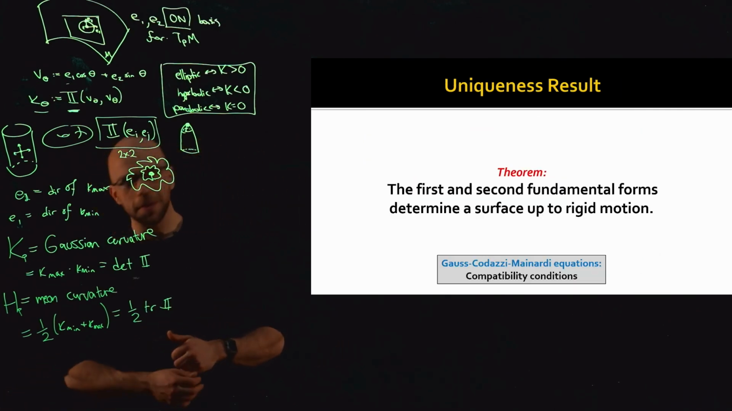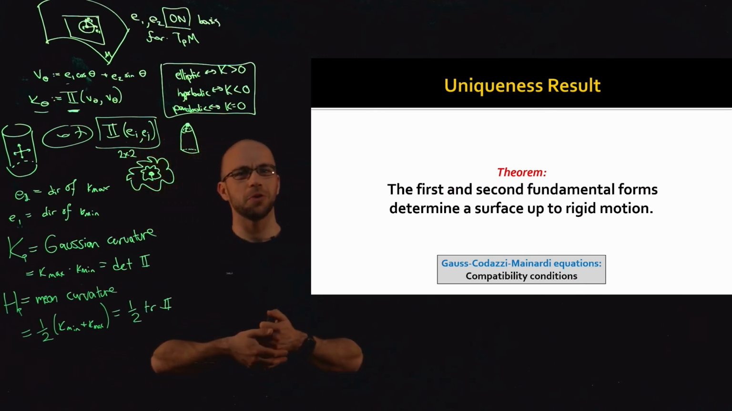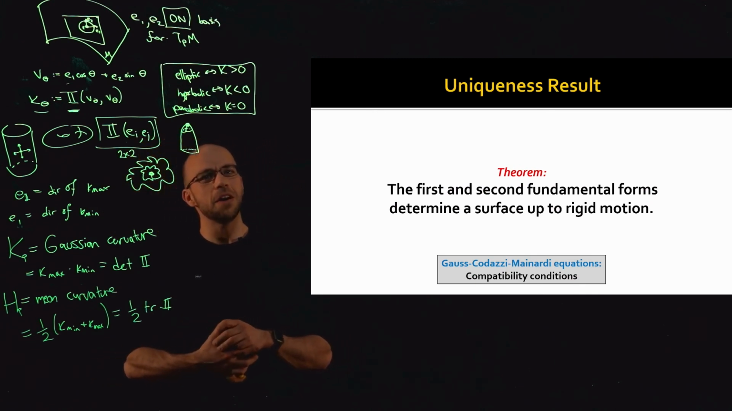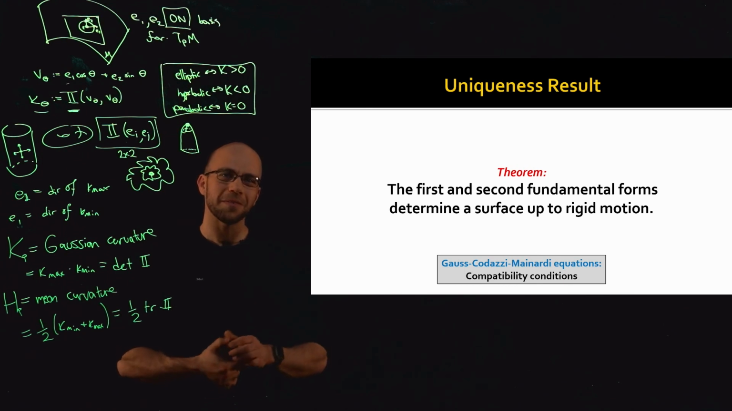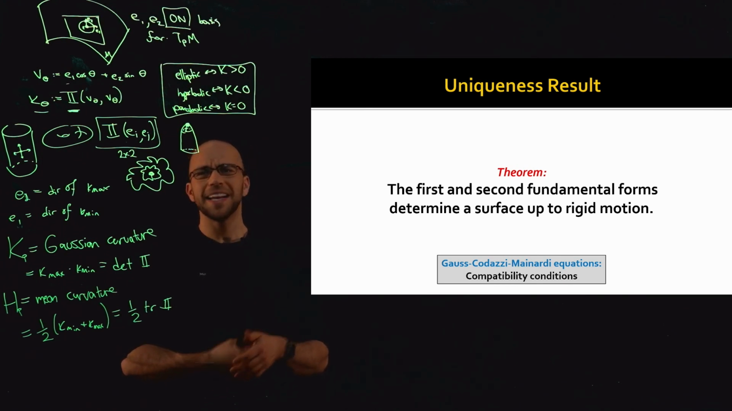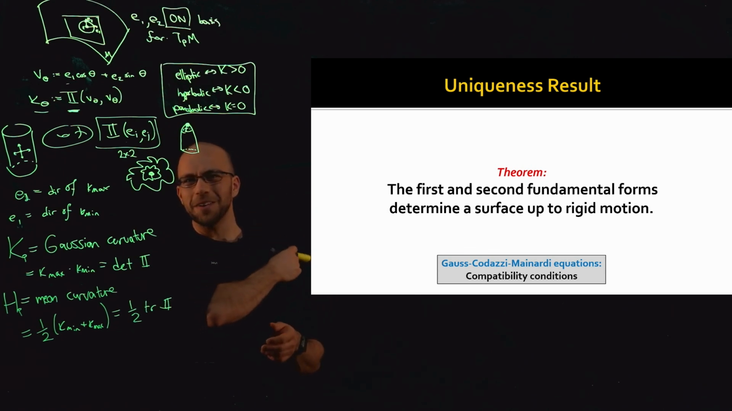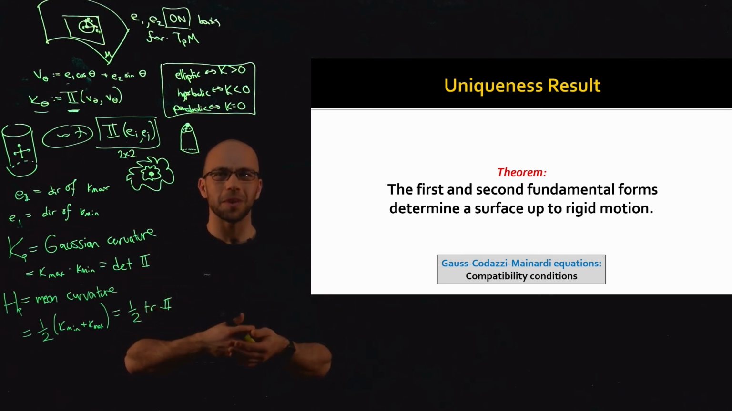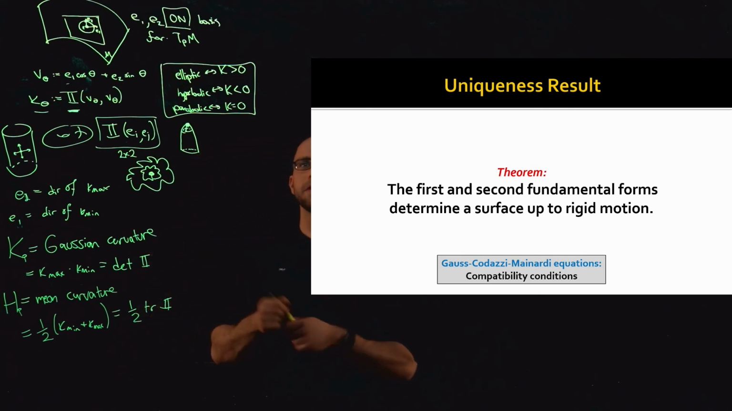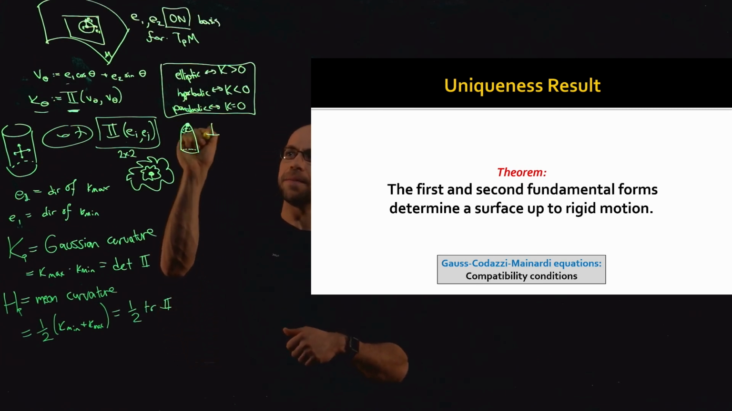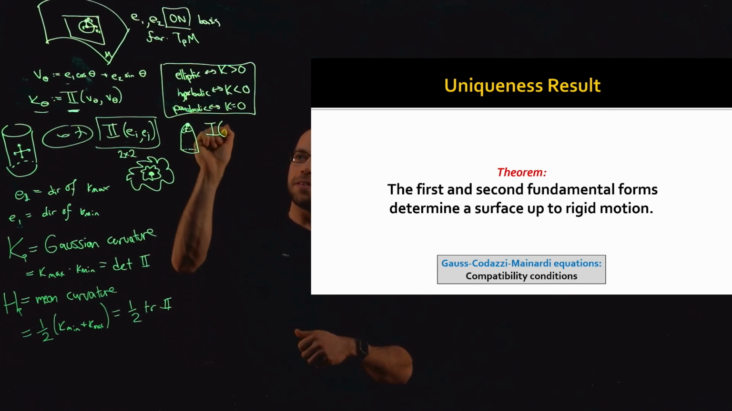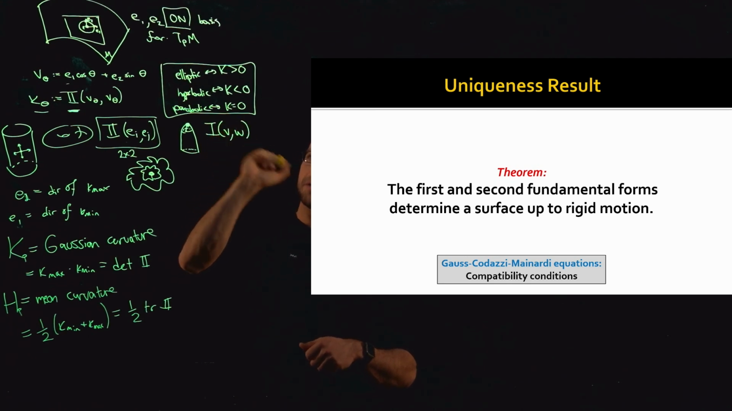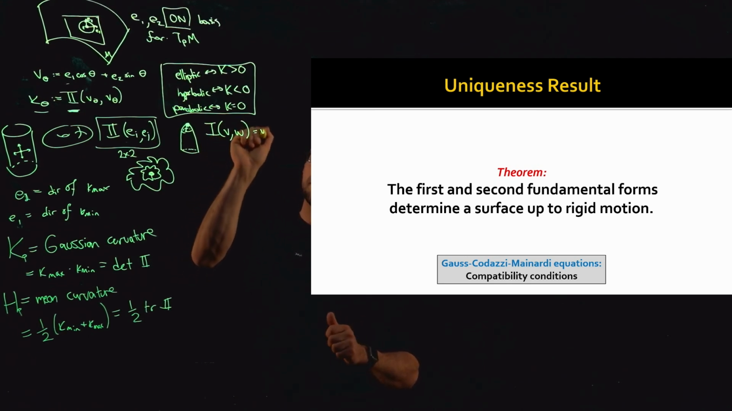There's also a really important uniqueness result, which we're not going to be able to prove in this course. And that is that if we know the first and second fundamental forms of a surface, we can determine the surface up to rigid motion. Now, I didn't actually define the first fundamental form, so this is not really a fair theorem to state. The second fundamental form was the one that we worked with quite a bit. The first fundamental form is actually even easier. The first fundamental form is just a dot product. So it's I of v comma w is equal to v dot w.